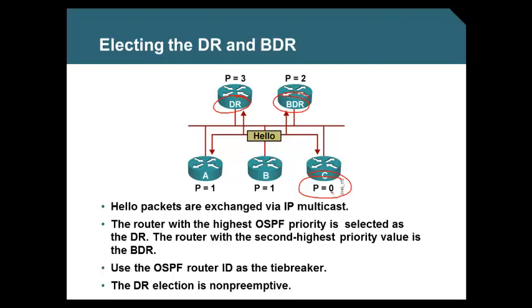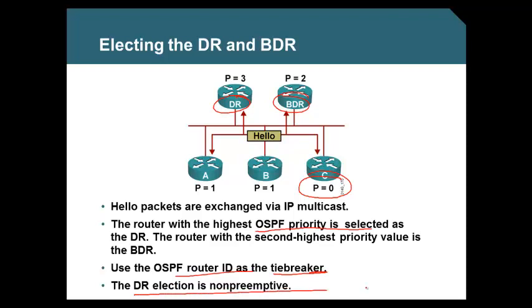If there is a tie in priority, then it will compare the router ID. The highest priority is what is actually preferred. Only when there is a tie, as a tiebreaker, router ID will come. As I said earlier, for DR election there is no preemption, it is non-preemptive.